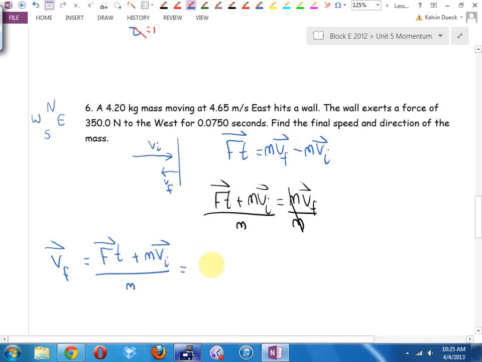We're going to call this a negative 350 times the time, 0.075. Scalar, so I don't care about direction there, plus the mass, that's a scalar, 4.2, times v initial. Okay, I got directions. I've got to be careful. Is this a positive or a negative velocity? East, I'll keep it positive, 4.65. All divided by the mass, 4.2.